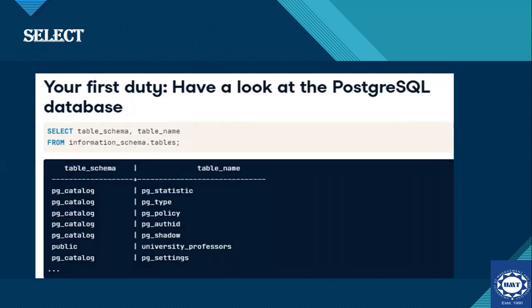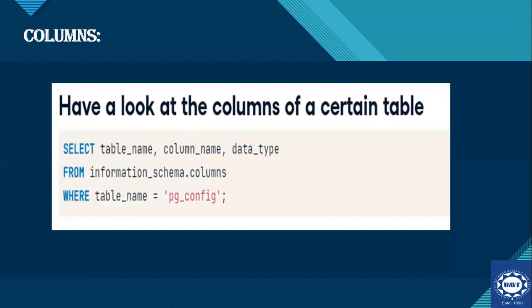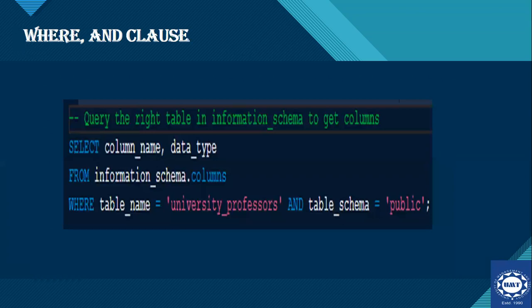So in a relational database, your first duty is to have a look at the PostgreSQL database. Your second duty is to have a look at the columns of a certain table. It means you have to note down the columns which are given in the given table of your data. Where clause. In this query, you can see we query the right table in information schema to get columns.